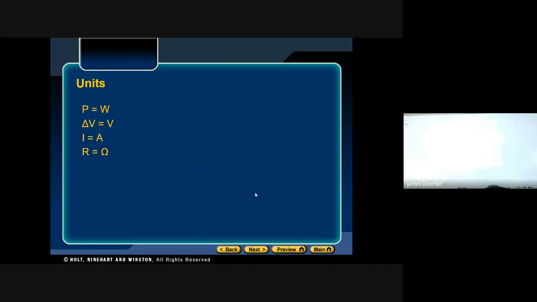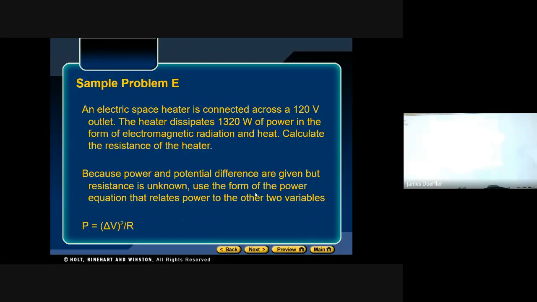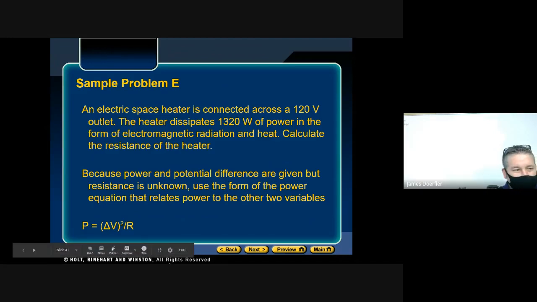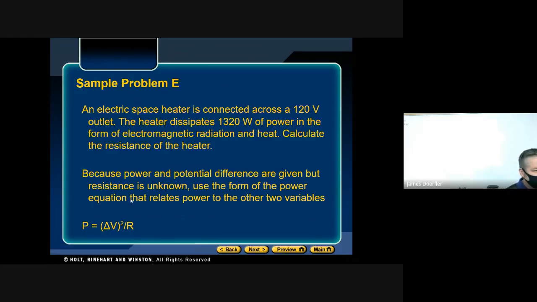Okay, so let's look at a problem here. We have an electric space heater, which is connected across a 120-volt outlet. The heater dissipates 1,320 watts of power in the form of electromagnetic radiation and heat. Calculate the resistance of the heater. Again, there are all sorts of ways that we could set this up. But because power and potential difference are given, and we don't know what resistance is, use the form of the power equation that relates power to the other two variables, which would be this one right here: P is equal to delta V squared over R.